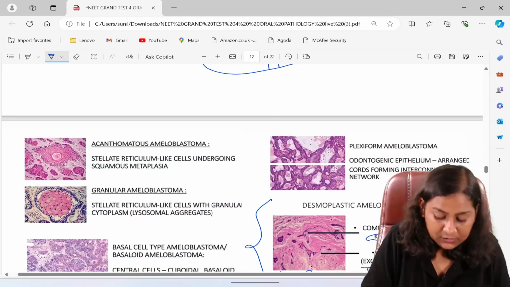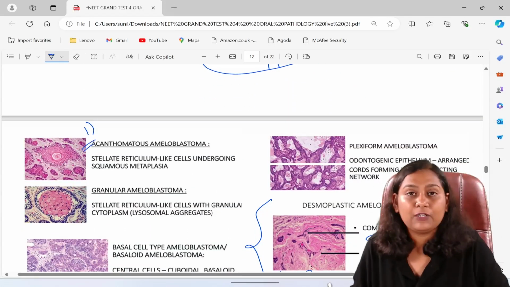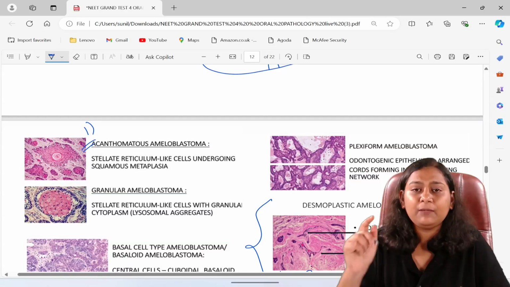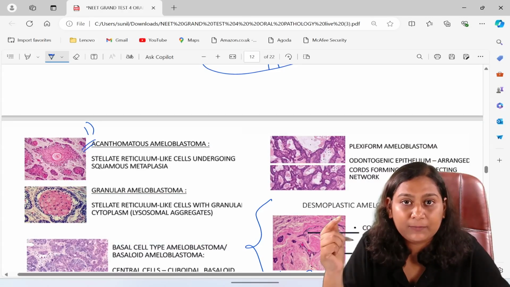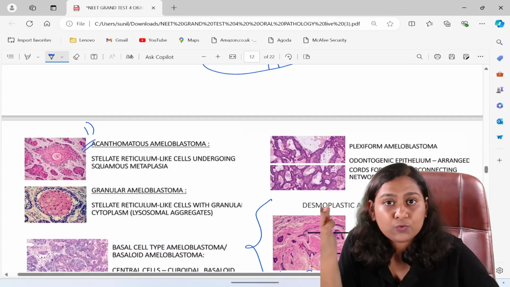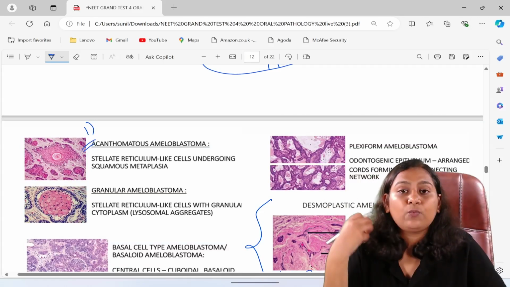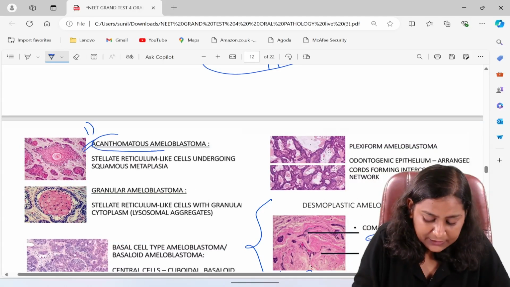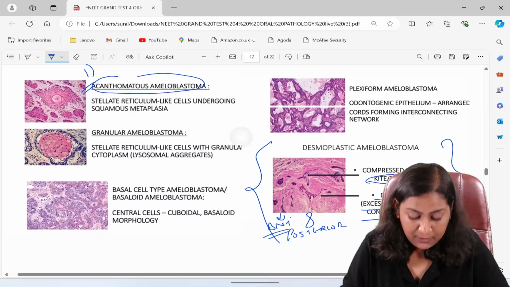Now, first is acanthomatous ameloblastoma. What will happen if the metaplasia occurs in stellate reticulum like cells? There will be formation of squamous cells. So, if there is a squamous metaplasia, it will result in acanthomatous ameloblastoma.